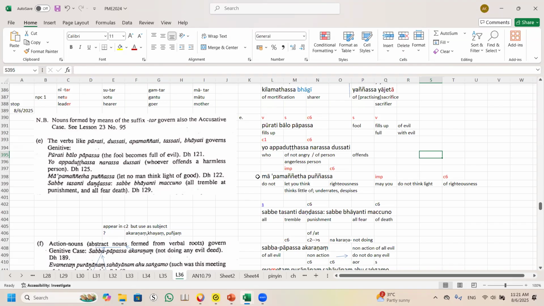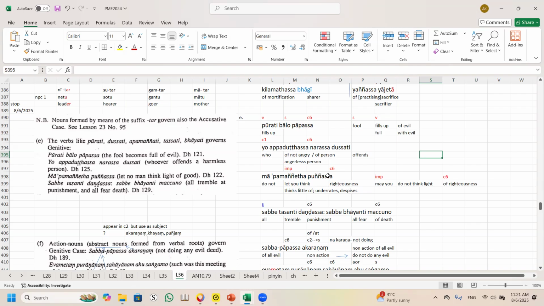Can you see this? This is in the decline. Ma, pamannetha. Okay, pamannetha, that means this is imperative, second person plural. So let. When you say let, in this case, let you. This is imperative. This you, let you think, because there is no subject, so you will become the subject.